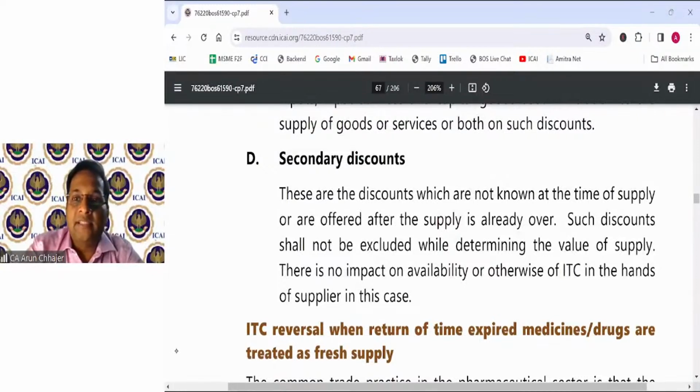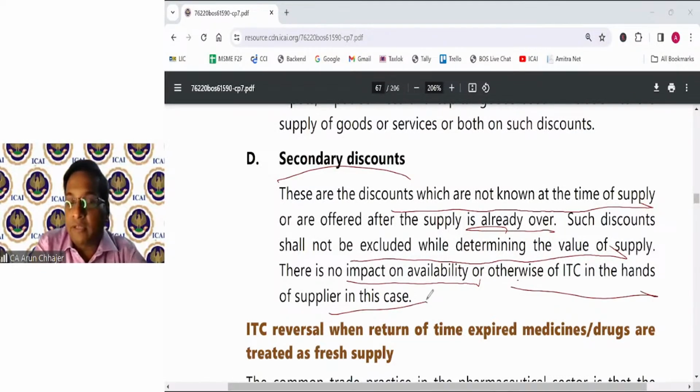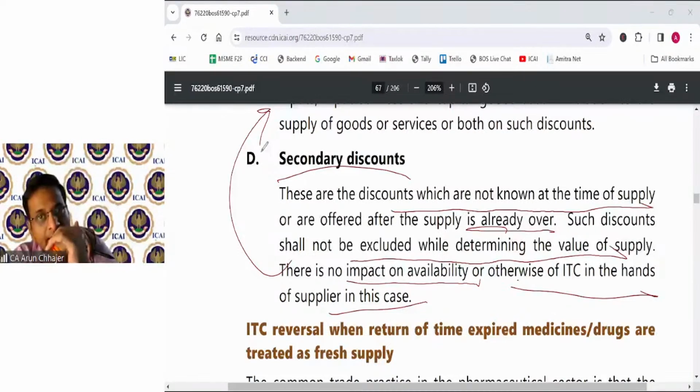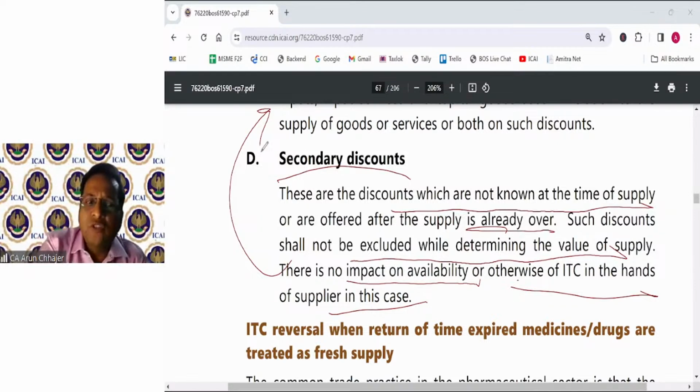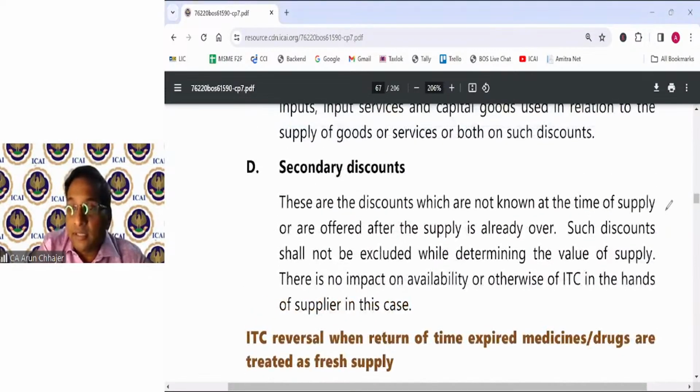Now, the last component is secondary discount. Same concept. These are discounts which are not known at the time of the supply, after the supply is already over. Such discount shall not be excluded while determining the value. Therefore, there is no impact on the availability or otherwise of the ITC in the hands of the supplier. So if conditions are satisfied, then no problem, I am allowed to reduce my value, and I am entitled to take my ITC. Suppose next, if it is not by virtue of that condition, then I will issue the financial credit note, not the GST credit note. And in that case, I am not entitled to take the input. So there is no impact on the availability of the ITC in the hands of the supplier in this case. Why? Because they are talking about the supplier in this case.